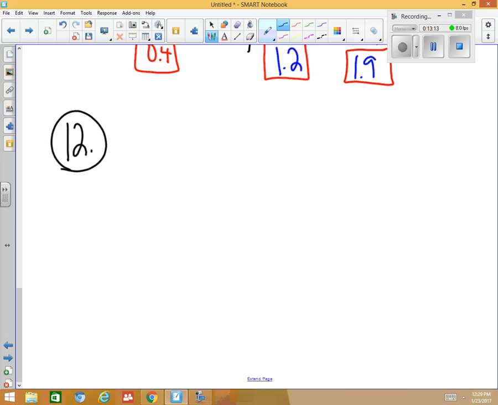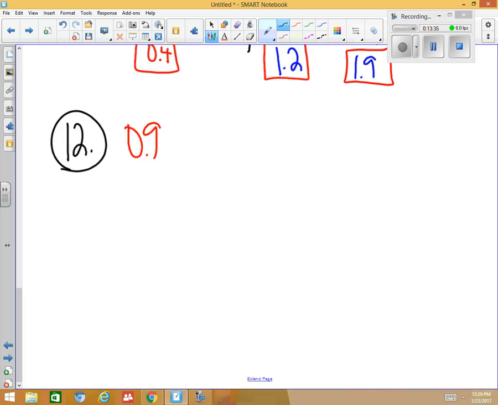9, 10, and 11, yes. Circle 9, 10, and 11. So on number 12, 9 tenths. How do I write that, Hannah? How do I write 9 tenths as a decimal? 1.9? 0.9, right. No holes, so 0.9.